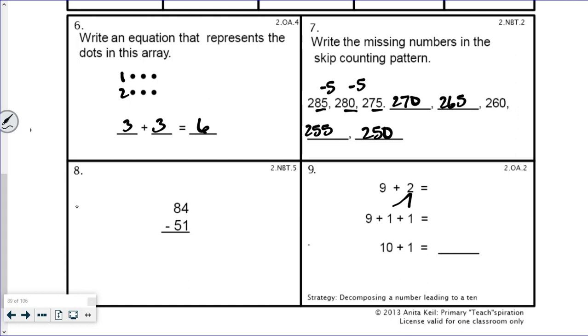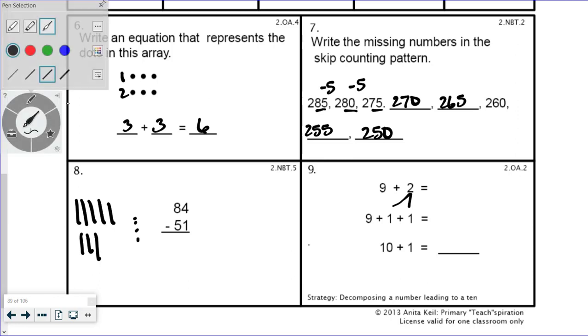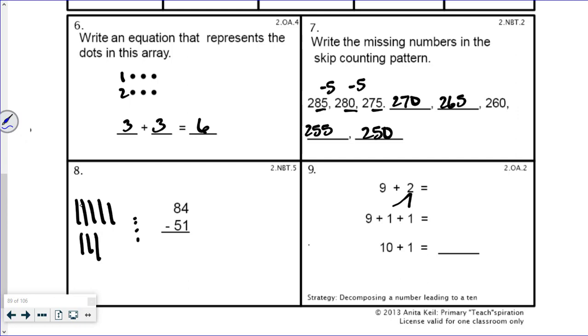Alright, so I'm going to draw a quick picture for this. 6, 7, 8. And then 1, 2, 3, 4. I'm going to subtract 51. So the 5 at the top. Okay, cross these guys out. So that leaves me with 3 ones and 3 tens. So 33.